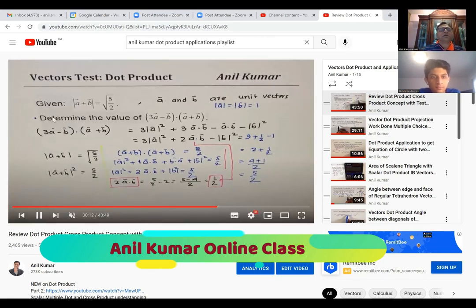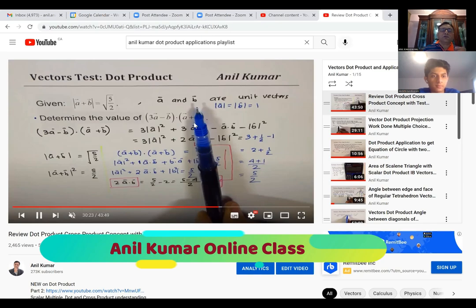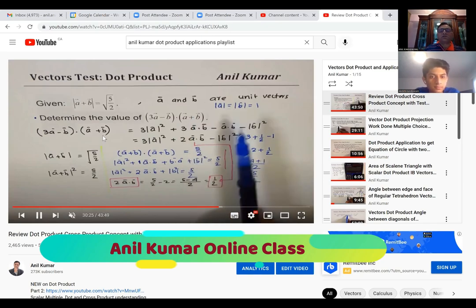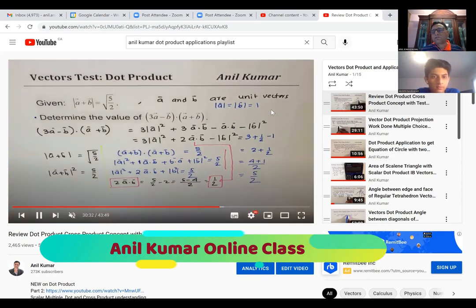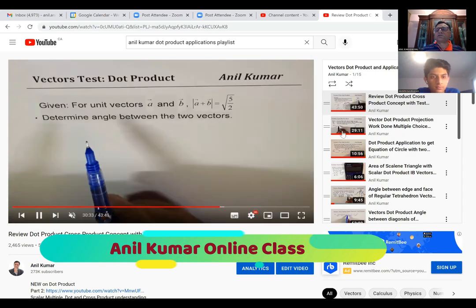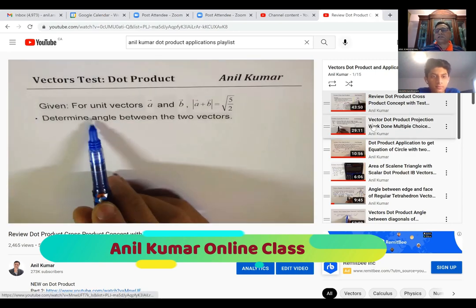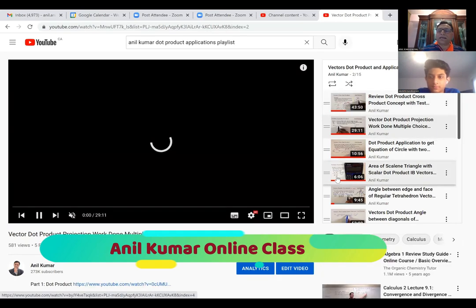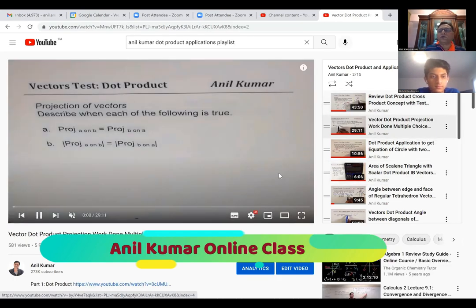So many examples here. We are given that the sum of two vectors is square root of 2. Determine the value of 3A minus B dot A plus B. So we are given the sum of the two vectors and we are trying to figure out the dot product between the vectors. A and B are unit vectors, remember that as given. Very interesting questions, and solutions are given to you. This exercise is on dot product and cross product.